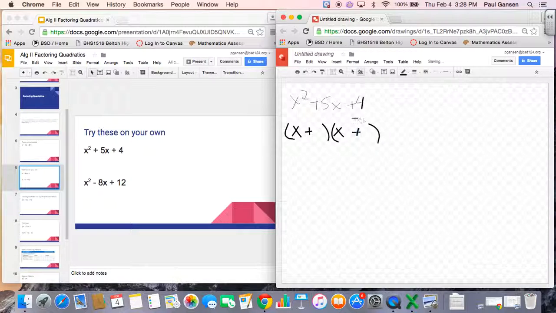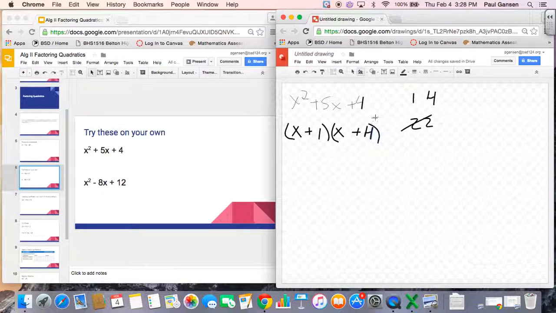And now all I have to do is see what factors of 4 add together to give me our middle term of 5x. Well, our factors of 4 are 1 and 4, and 2 and 2. Because I know they're going to be the same symbol, I don't have to deal with the positives and negatives. So which of these are going to add together to give me 5x? Well, 2 and 2 certainly won't, but 1 plus 4 is. That is in factored form now. Again, if you want to check your answer, you can FOIL it, especially doing the outer and inner portion of the FOIL.